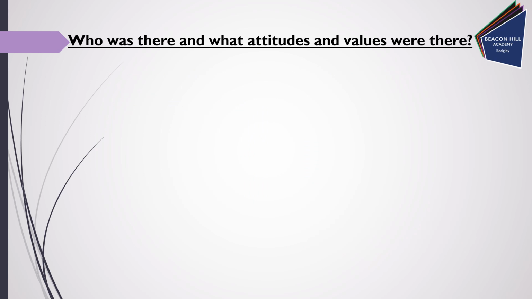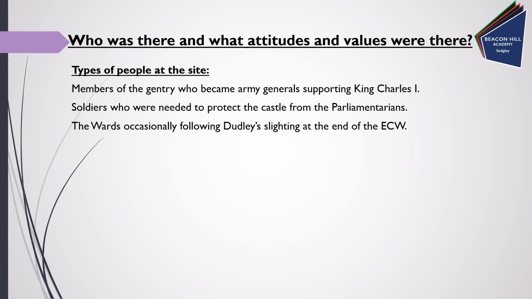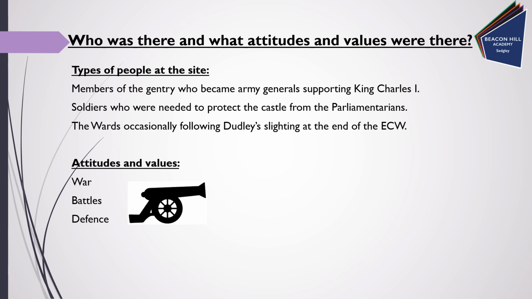In terms of who was there and what attitudes and values were shown during the Stuart era, we have different types of people who would have been at the site, including members of the gentry who became army generals supporting King Charles I when Dudley was a royalist stronghold, soldiers who were needed to protect the castle from the parliamentarians, and the Ward family, remember, who occasionally, following Dudley's slighting at the end of the English Civil War, came to stay in the domestic quarter. In terms of attitudes and values, we have war, battles and defence during this time period. That is what you would be discussing if you were speaking about Dudley Castle during the Stuart period.